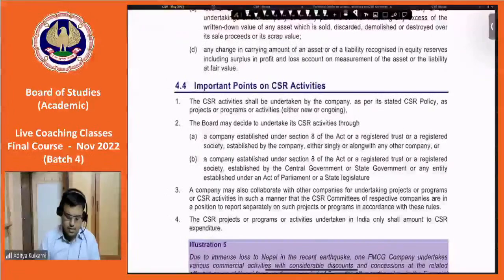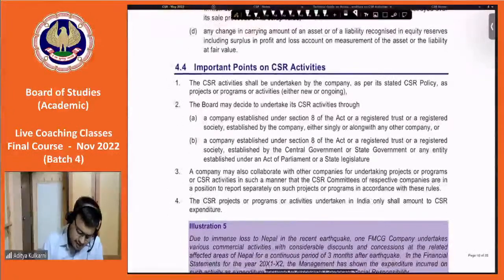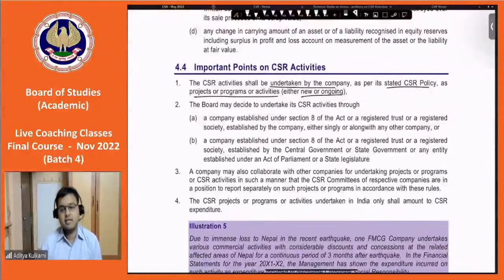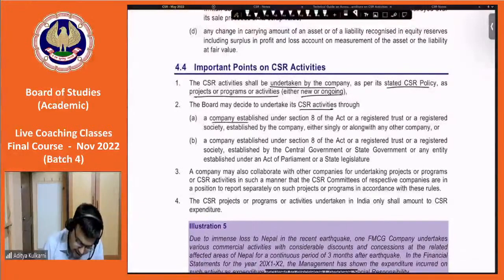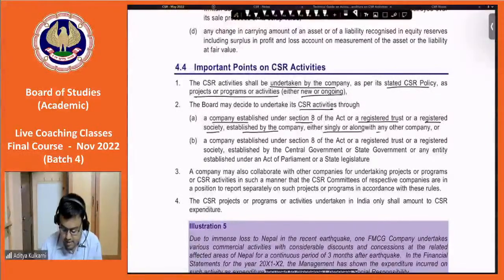CSR activities. The CSR activities shall be undertaken by the company as per its policy as projects or programs or activities, either new or ongoing. So this is what you are going to do. You can undertake the CSR activities either through a company established under Section 8 or a registered trust or through a registered society established by the company either singly or along with any other company.